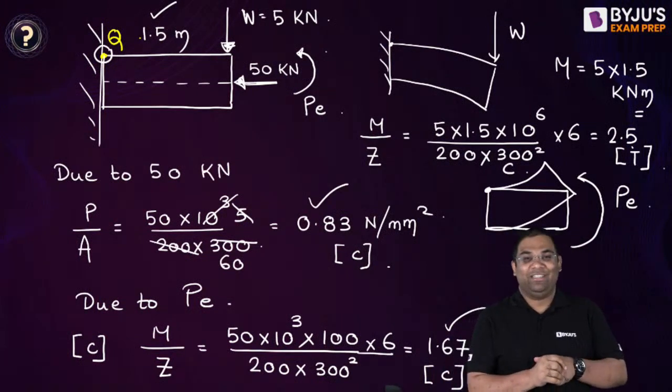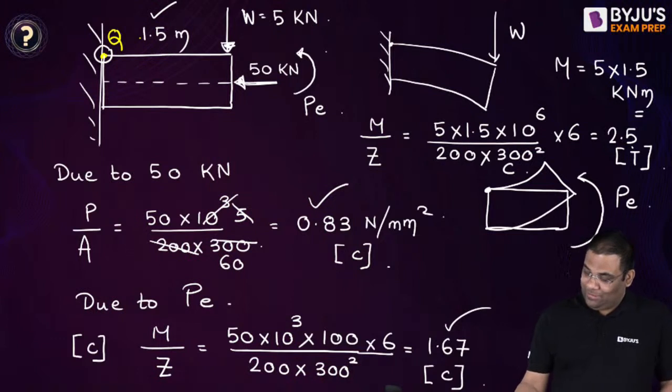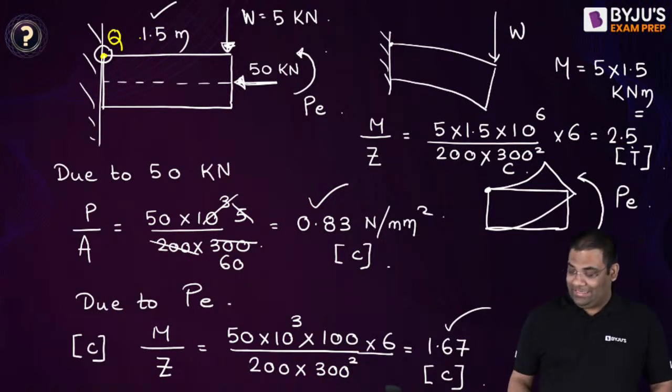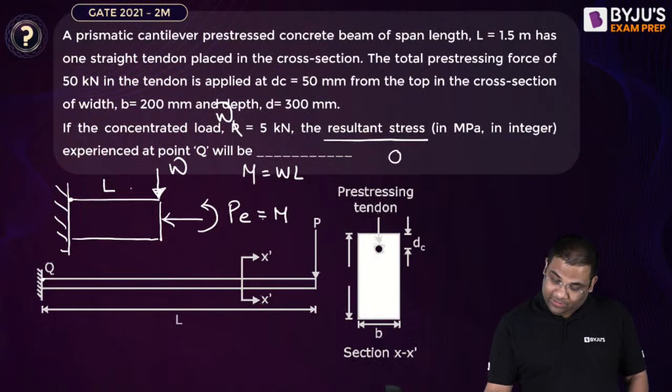Can I say the resultant stress is zero? You see, 1.67 compression, 0.83 compression. If you add, how much is it? 2.5 compression. So the total is 2.5 compression and 2.5 tension. The answer is a big zero.